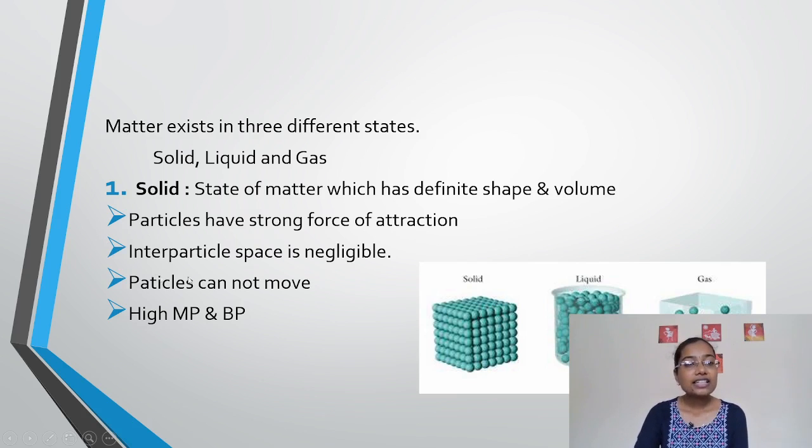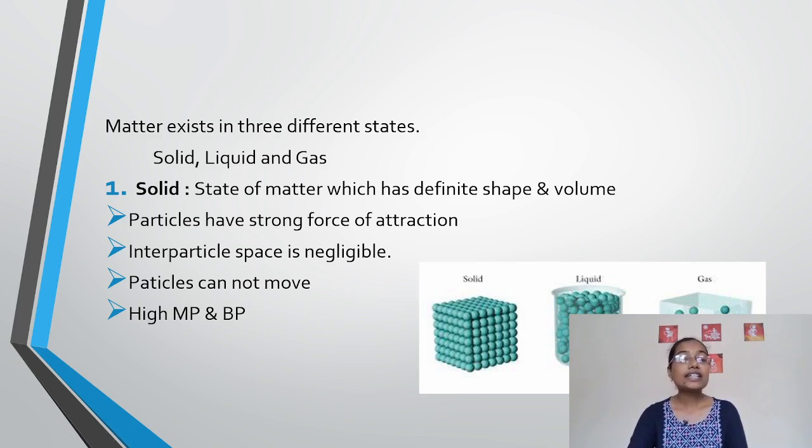Next, their interparticle space is negligible. Here the space between two particles is very negligible, you can hardly find any space between the particles. Next, particles cannot move. Due to this rigid and compact arrangement, particles cannot move from one place to another.